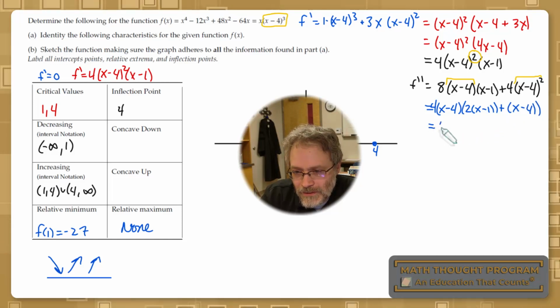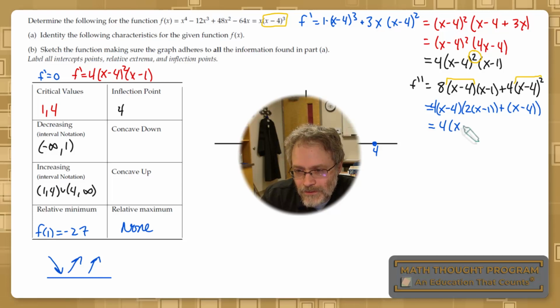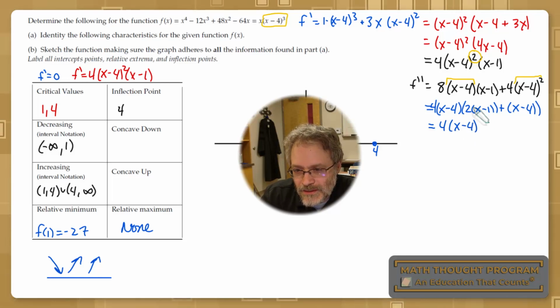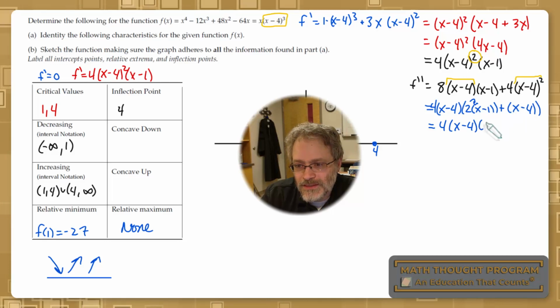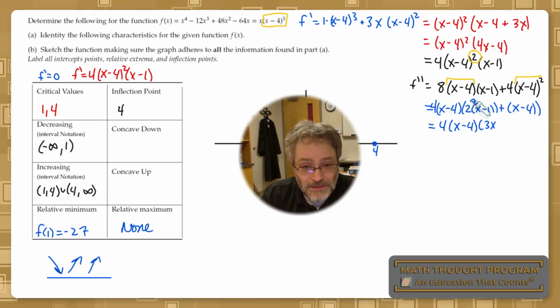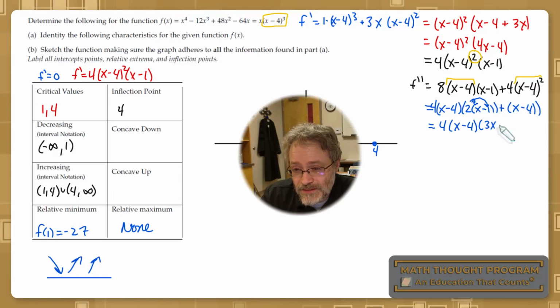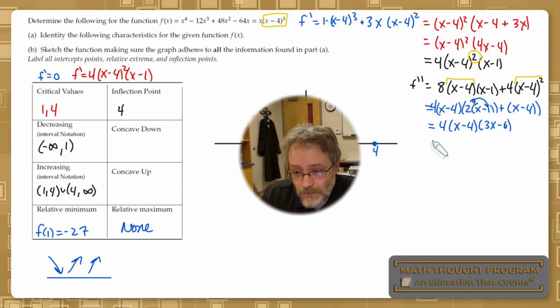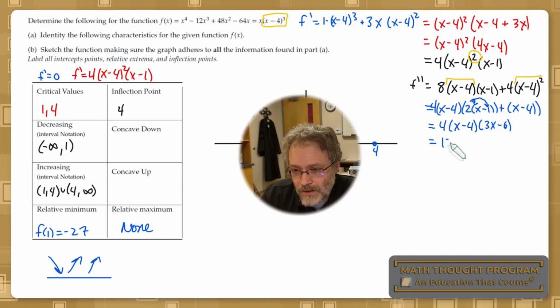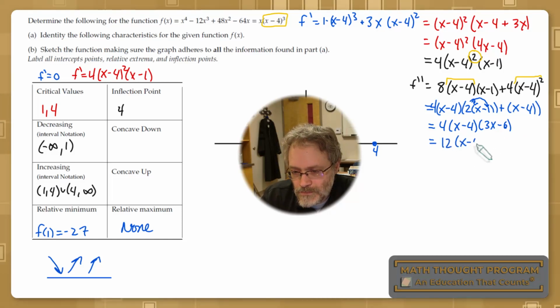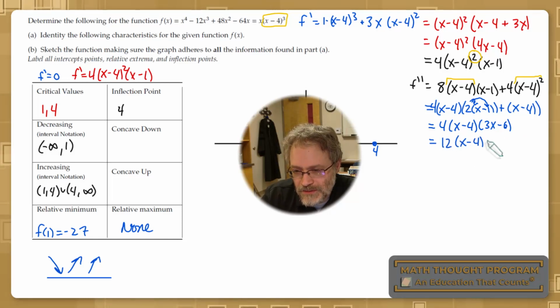Get a little bit of cleanup. We'll have a 2x, but I have an x back here. So I have a 3x. Then a minus 2, but I do have a minus 4, minus 6. So we can pull out a 3, so we'll have 12, x minus 4, x minus 2.